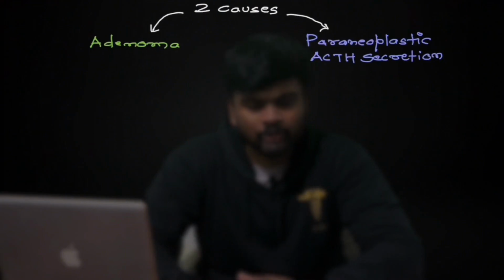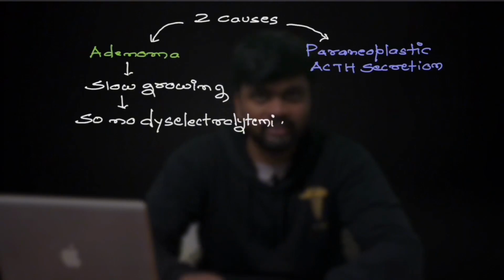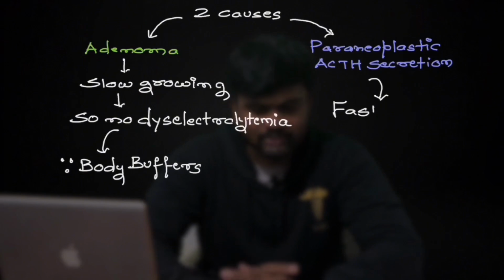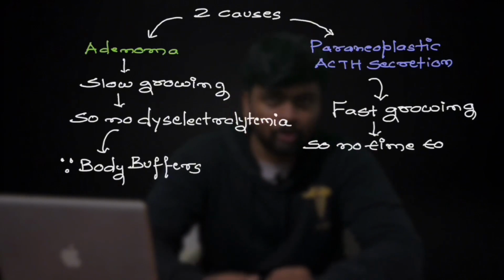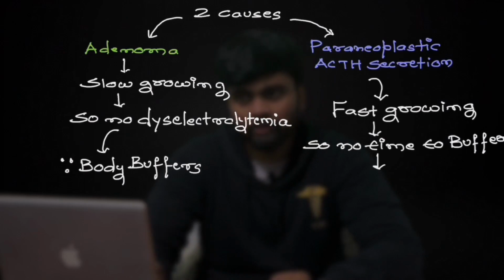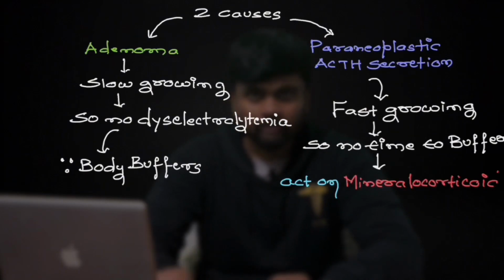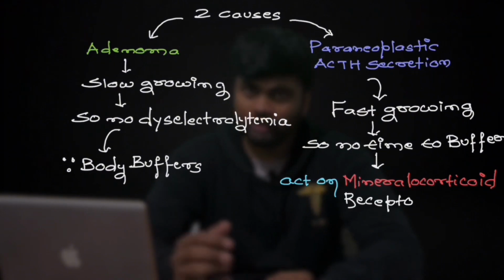So now pituitary adenomas. These pituitary adenomas are slow growing. So no dyselectrolytemia, as the body will be buffering whatever dyselectrolytemia is happening. Ectopic ACTH disease. This is actually a fast growing disease, so the body can't buffer whatever dyselectrolytemia will be happening. Here the glucocorticoid excess will be acting on the mineralocorticoid receptor, as it is having aldosterone actions.